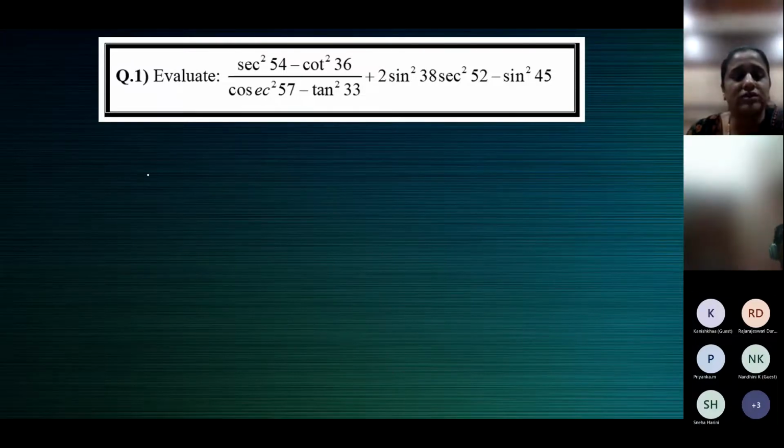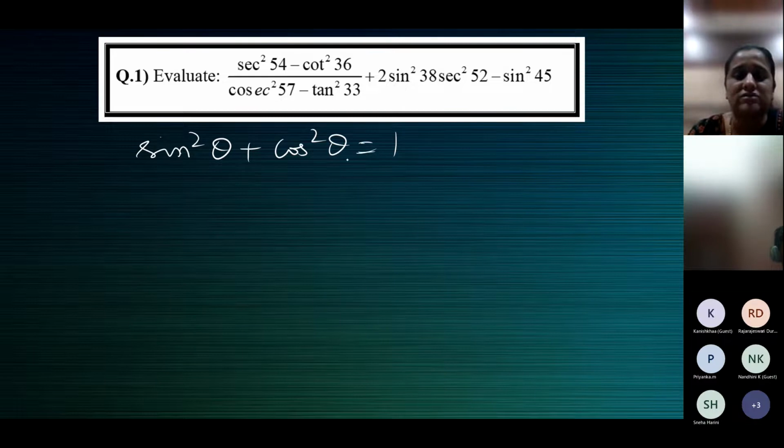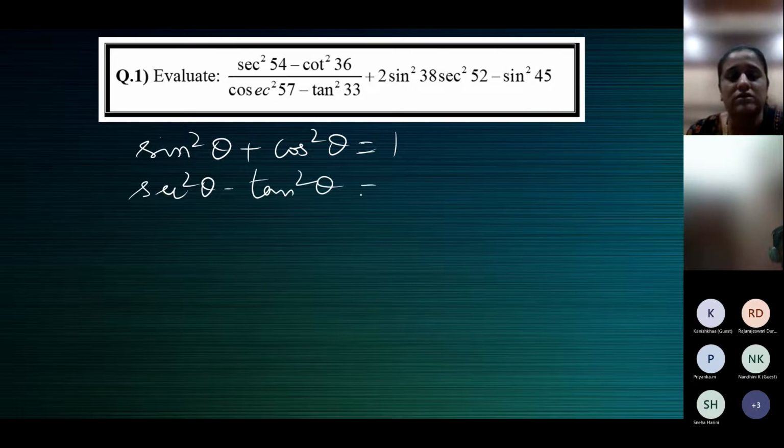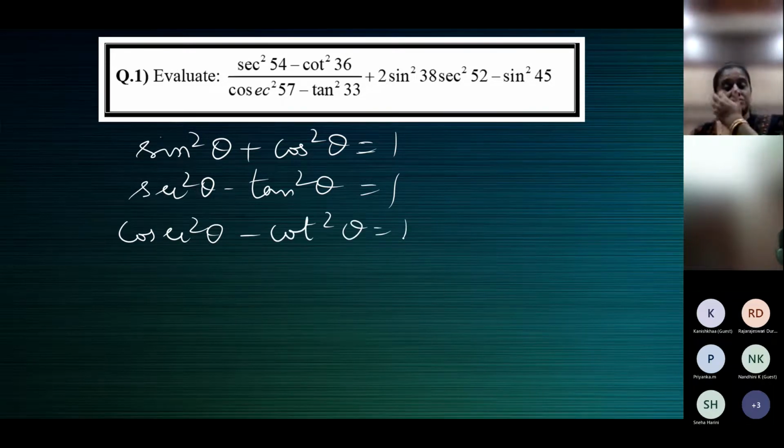The next thing is, this is one part of trigonometry. Then the other is about the trigonometric identities. Remember like this: sine square theta plus cos square theta is equal to 1. Now from this you can get the others. Then secant square theta minus tan square theta is equal to 1. Cosecant square theta minus cot square theta is equal to 1. These three identities, write down.